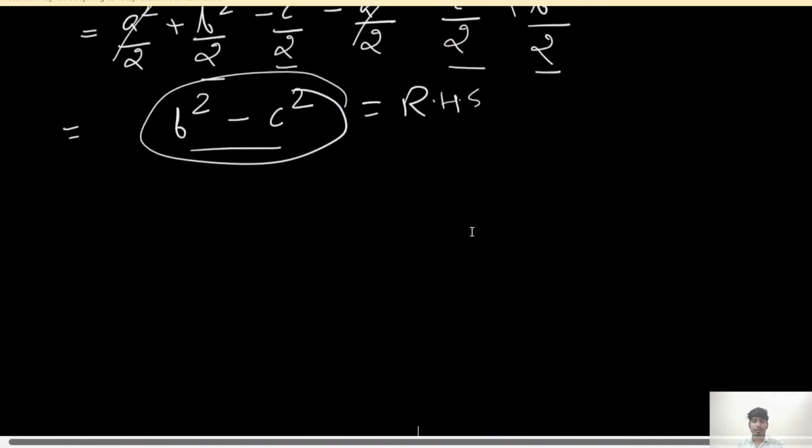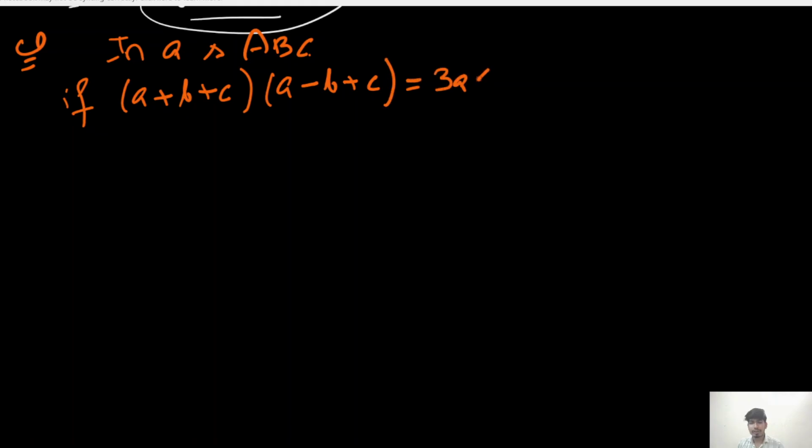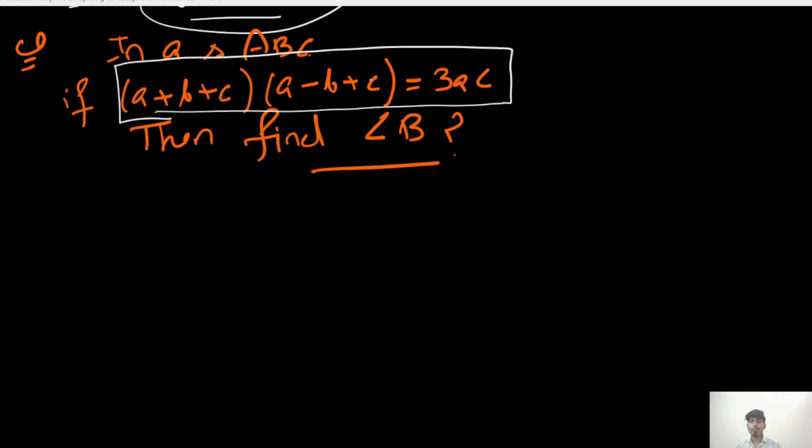Okay, so our next question is: in a triangle ABC, if (a plus b plus c) into (a minus b plus c) is equal to 3ac, then we have to find angle B. So what do we do? We solve only this equation and use some formula of cos B, then find the angle B.